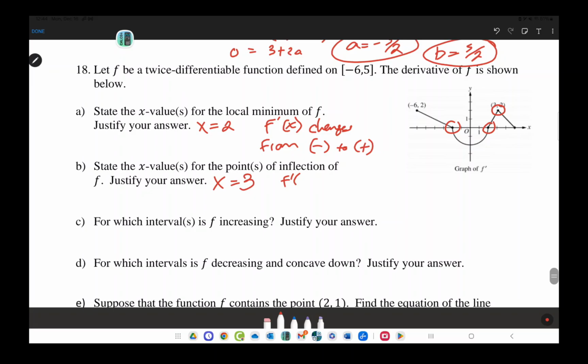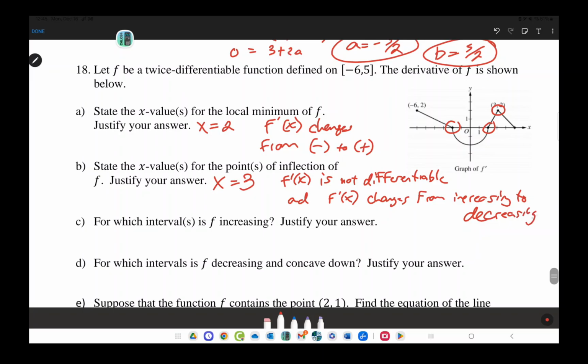Because f prime of x is not differentiable, and f prime of x changes from increasing to decreasing. It needs both of those properties based on the first derivative. All of our reasons are going to be based on the first derivative.